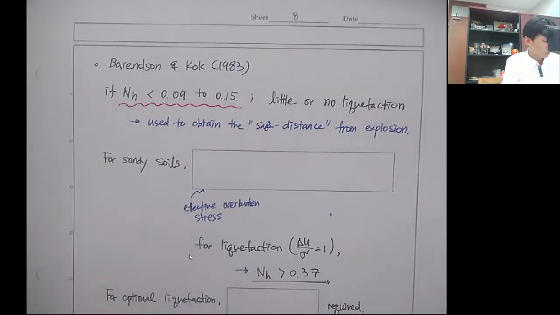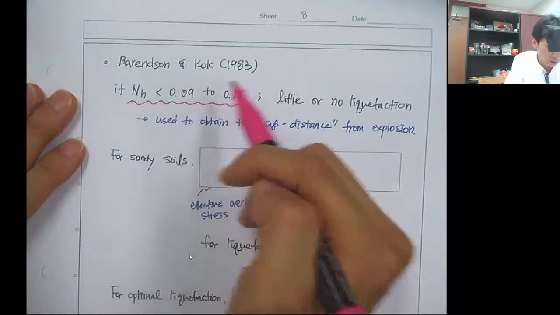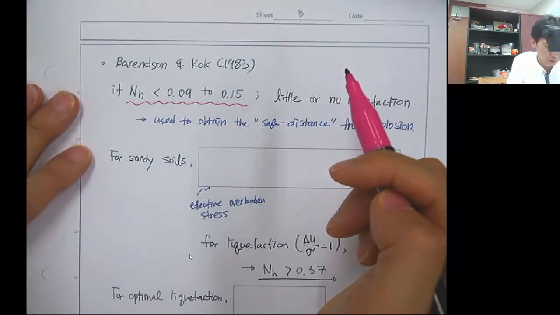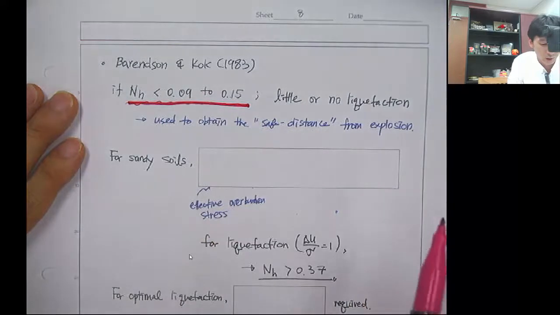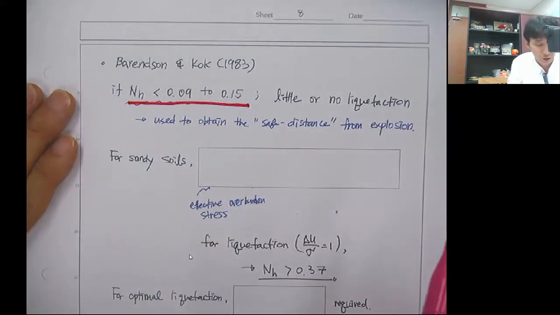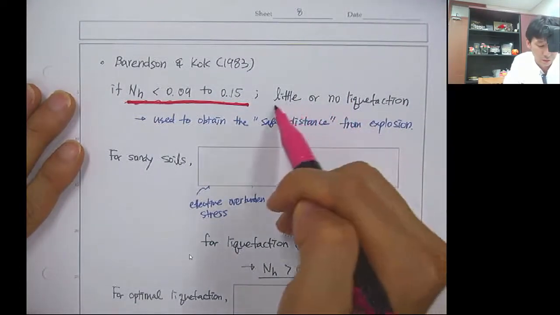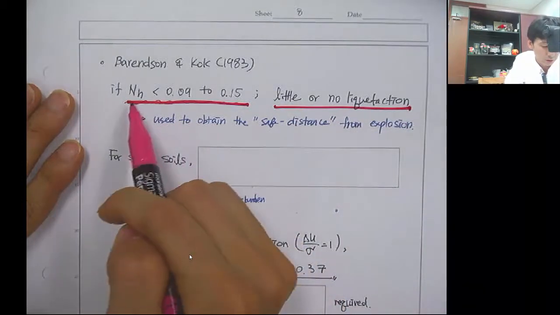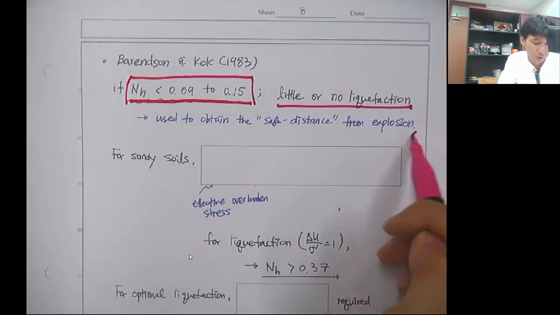So then how can we use this Hopkinson number? Branson and Koch in 1983 suggested this criterion. The Hopkinson number should be less than 0.09 to 0.15. Then the structure or the location at the distance R from the explosion will have little or no liquefaction. So this criterion is typically used to determine the safe distance from the explosion.